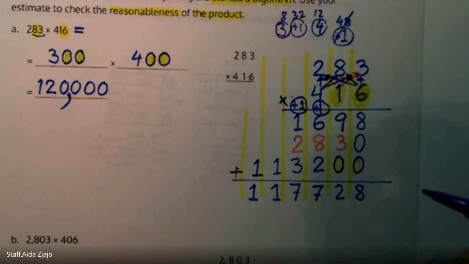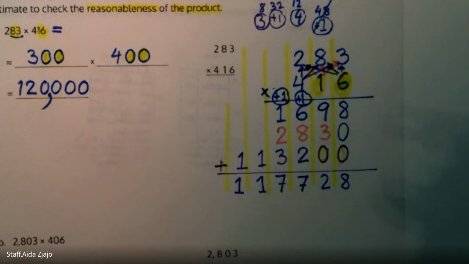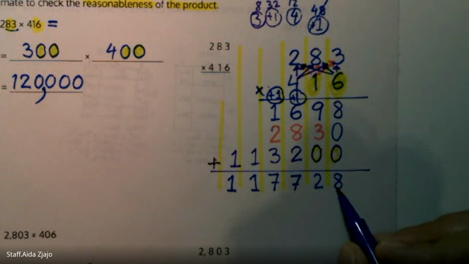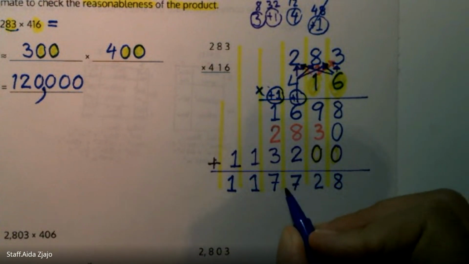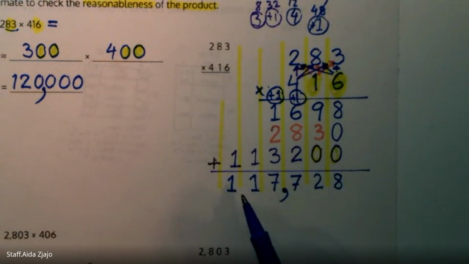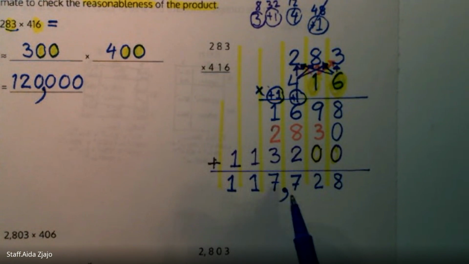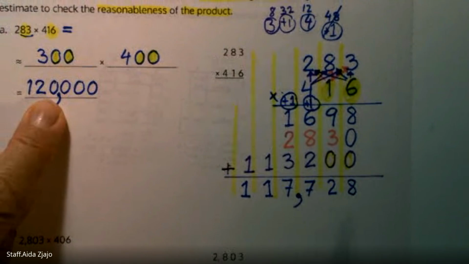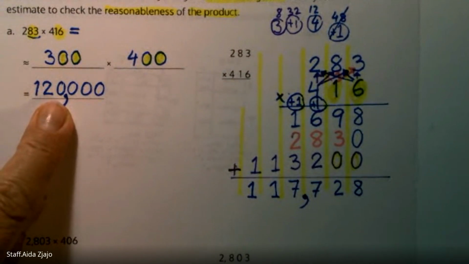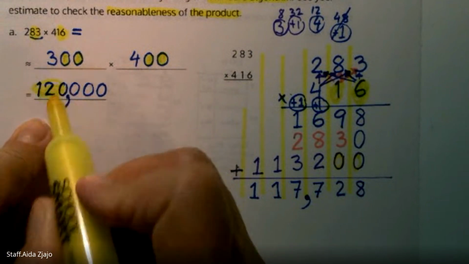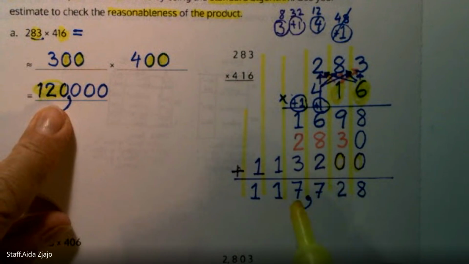All right. So now I can go and place my commas, ones, tens, hundreds, comma, ones, tens, hundreds. So the answer is 117,728. So this is really close to 120,000, because my estimate was 120,000, and my real answer is 117,000.